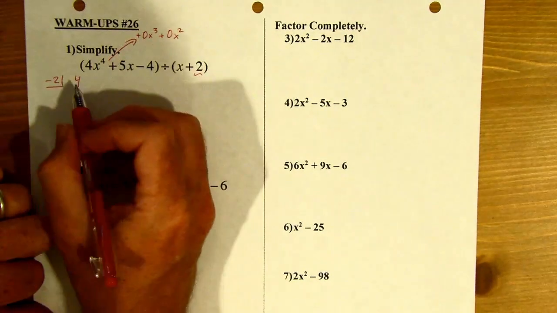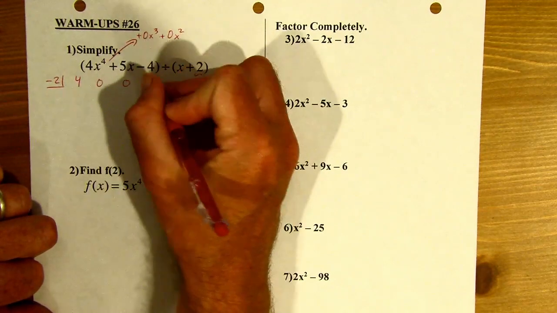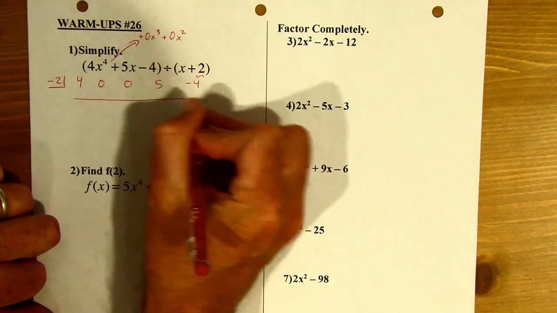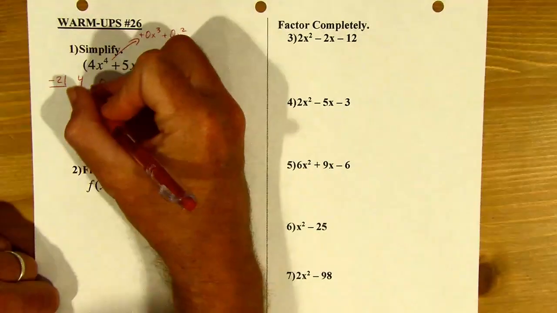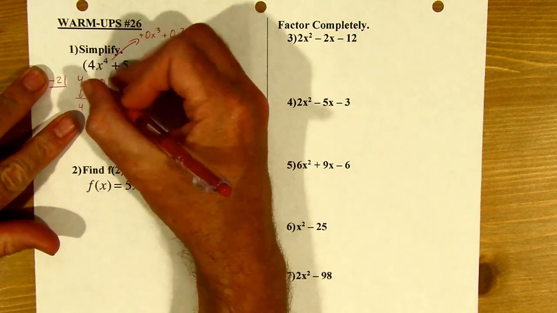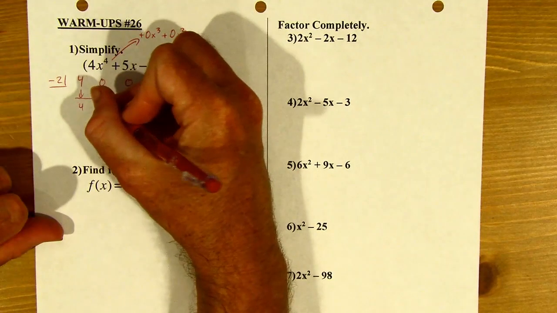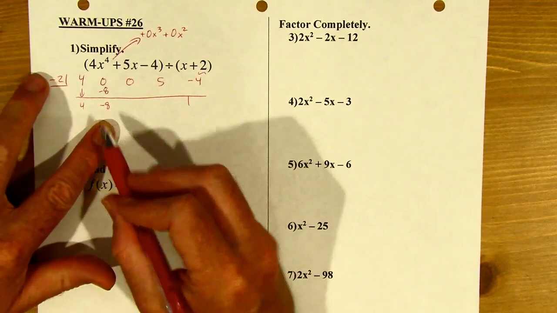4 is my leading coefficient, but then I've got the two zeros. And then 5, and then negative 4. There's all the coefficients. Okay, then I'll skip a line, draw a little box like that. Okay, so I'm going to pull this first number down. Then I'm going to do negative 2 times 4 would be negative 8. Now I add 0 plus negative 8. And then every time I get a number on the bottom here, I multiply it back by negative 2.